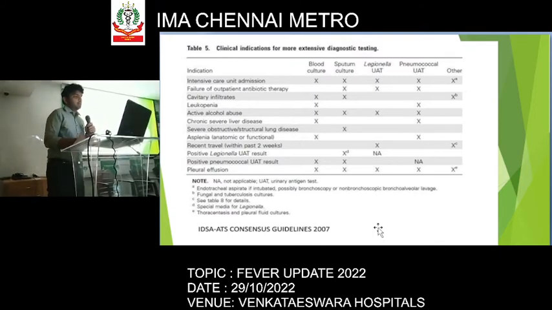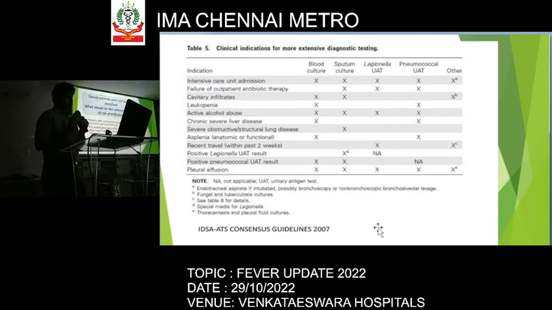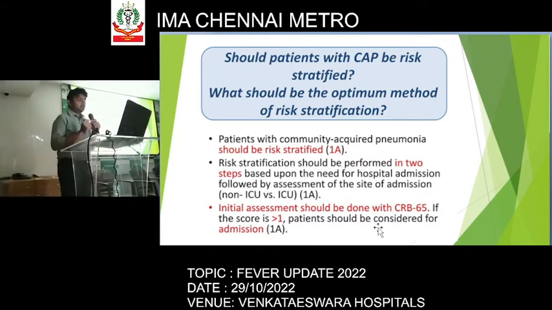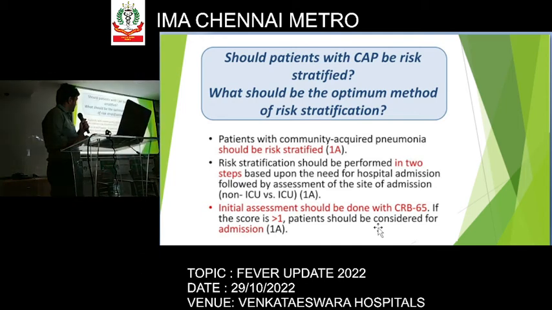So, when a patient comes to our OPD, we assess the epidemiological factors and find out whether he has community-acquired pneumonia or not. But to decide whether to treat the patient as an OPD case, admit the patient, or admit the patient in ICU, there are some risk stratifying techniques available. The most important and more commonly used is the CURB-65 score. If the CURB-65 score is more than 1, the patient should be considered for admission.